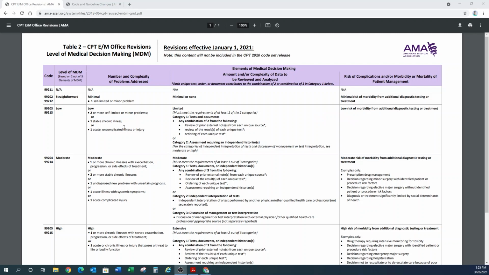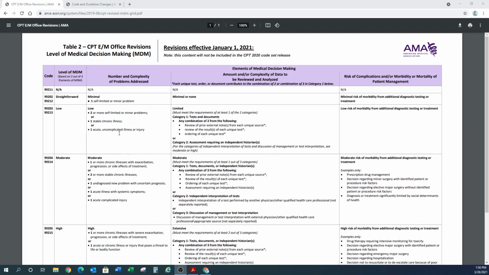Another example might be number and complexity of problems addressed. Maybe that's moderate. Your data element, perhaps that's also moderate. And then your risk, perhaps that's high. Your level will still be a level four because it's two out of the three. So you would have number and complexity of problems at moderate and the amount and or complexity of data at moderate. So even though risk is high, we cannot code the visit as high because that's only one out of the three elements. And let's talk about one more example.